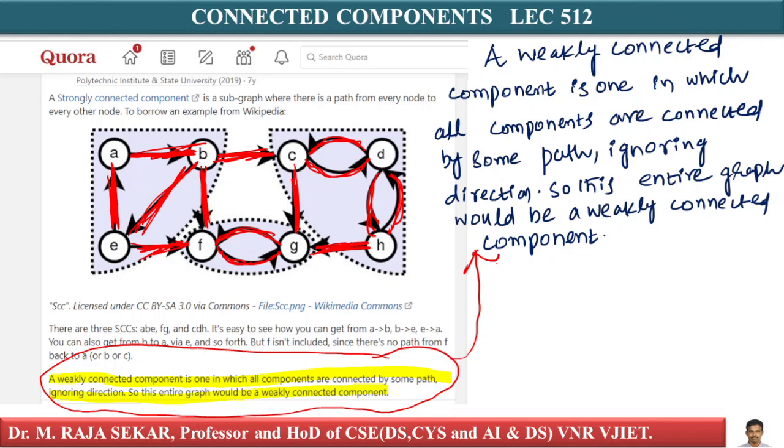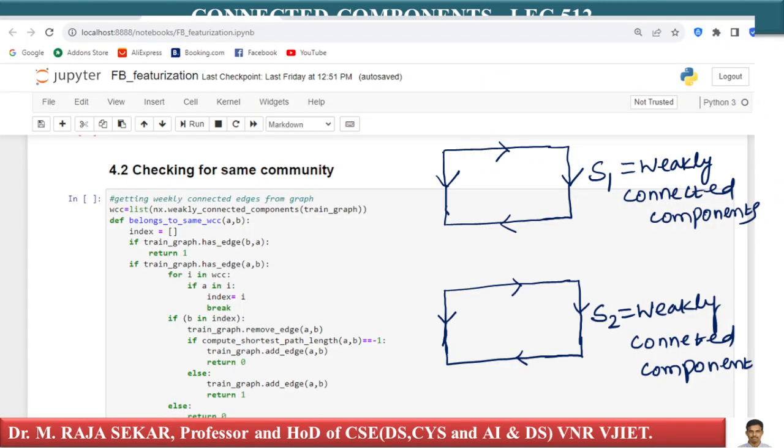Now, you might wonder, why do we care about weakly connected components in a system like this? Let's consider a graph in which I have 8 vertices. Let S1 be a subgraph having 4 vertices, and S2 also a subgraph having 4 vertices. I can say S1 is a weakly connected component, S2 is also a weakly connected component. Why is it a weakly connected component? When I ignore the edge directions, I have a path from every vertex to every other vertex.